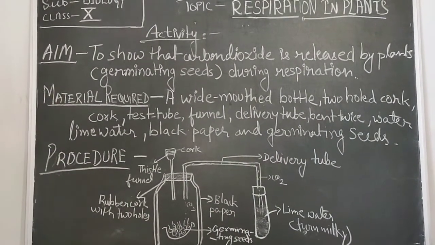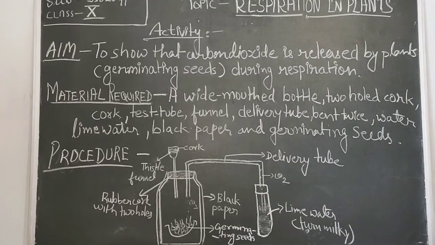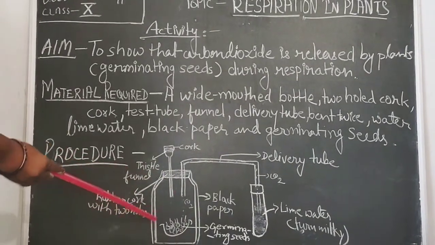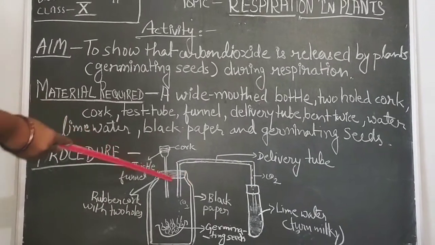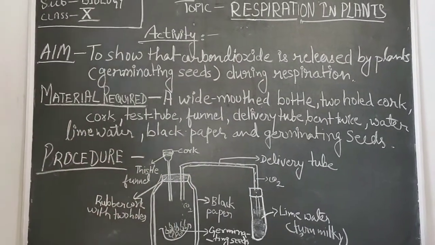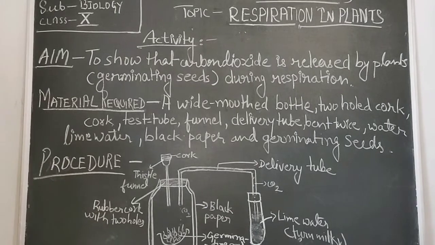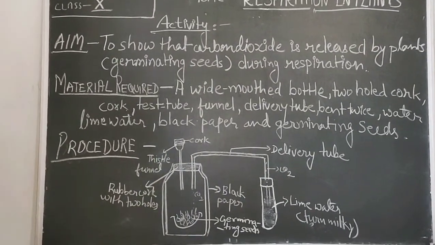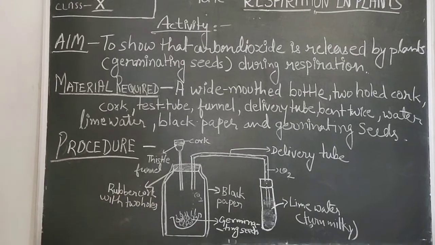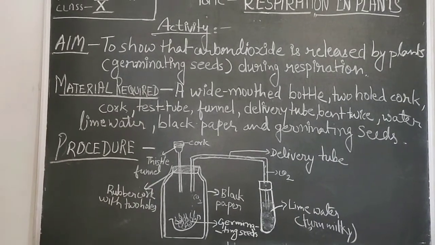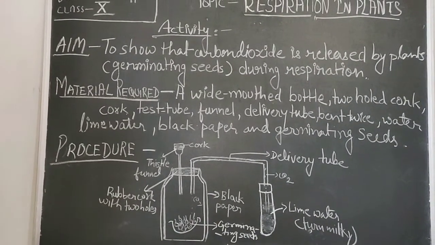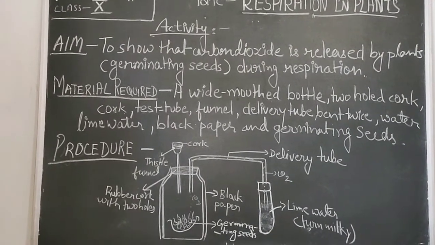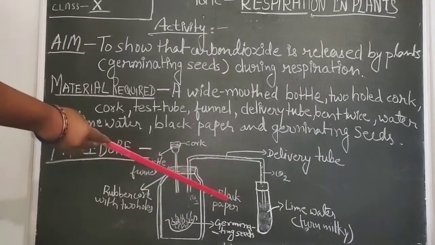Then we place the setup in a dark room corner and wrap the bottle with black paper. Students, the setup is shown here with the black paper wrapping on the bottle. Now what we will do next day is open the cork of the funnel and slowly pour some water into it until almost full. Then the air from the bottle is displaced through the delivery tube into the test tube containing some lime water.